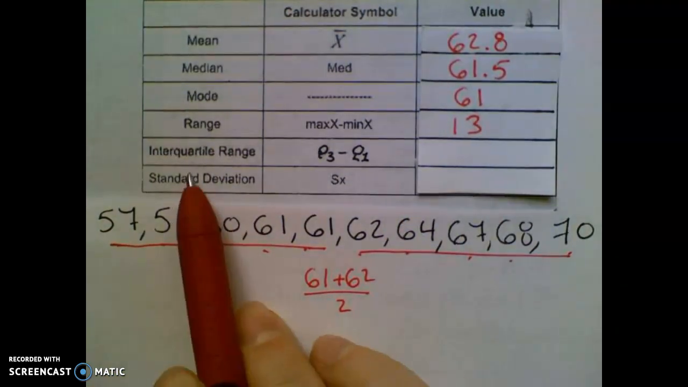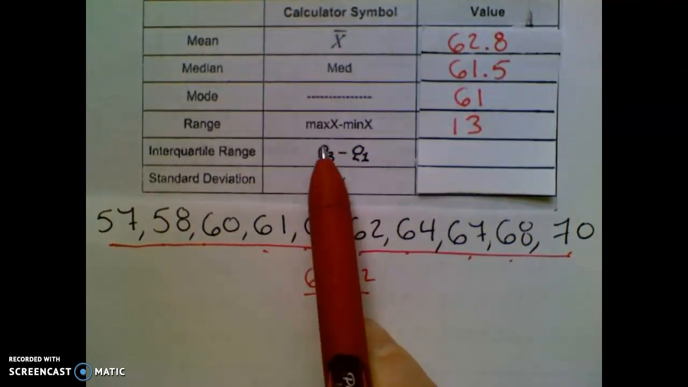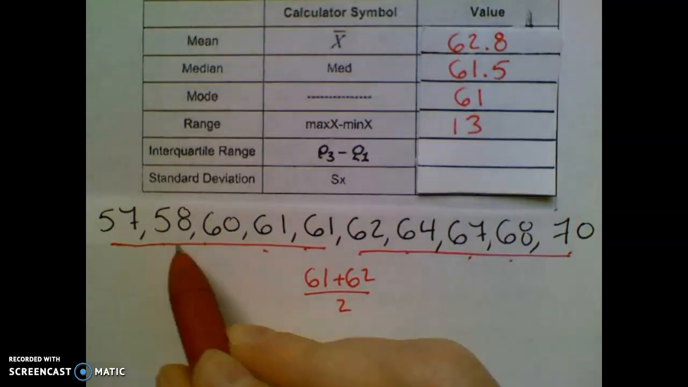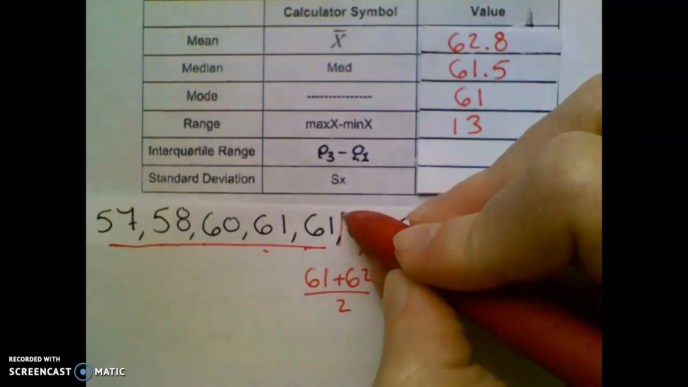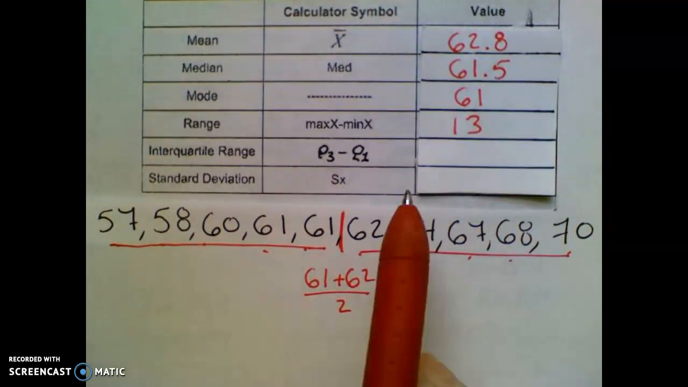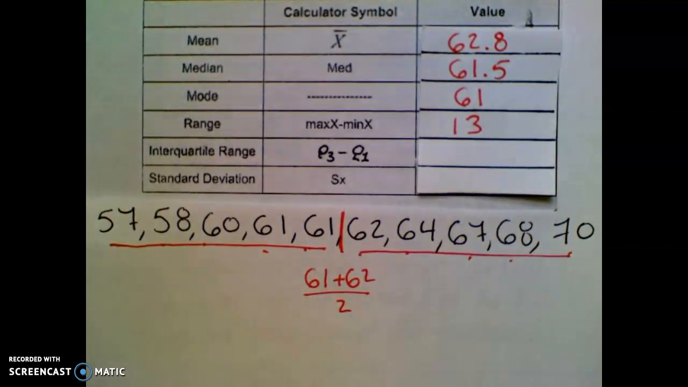Okay, and then interquartile range, I'm going to show you how to calculate that. You've got to find Q3 and you've got to find Q1. So to do this, it depends on if you have an even number of data points or an odd number of data points. So here I have 10 points. So my median was right there in the middle. It was 61.5.